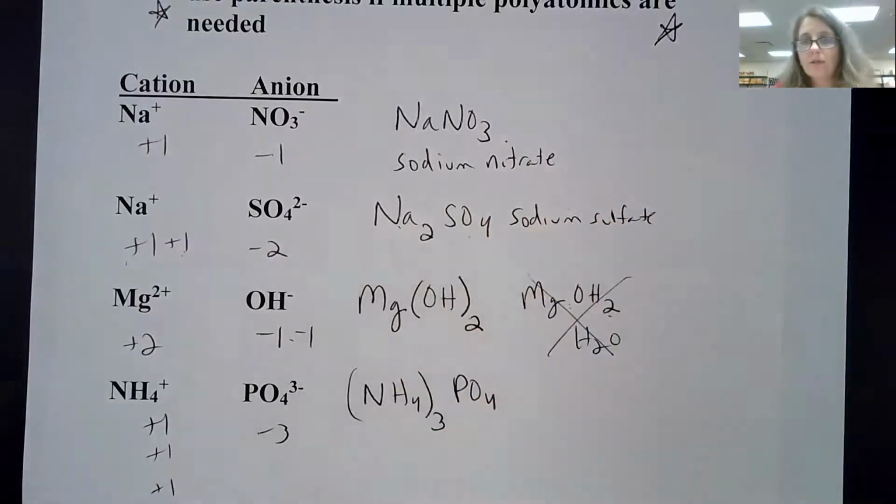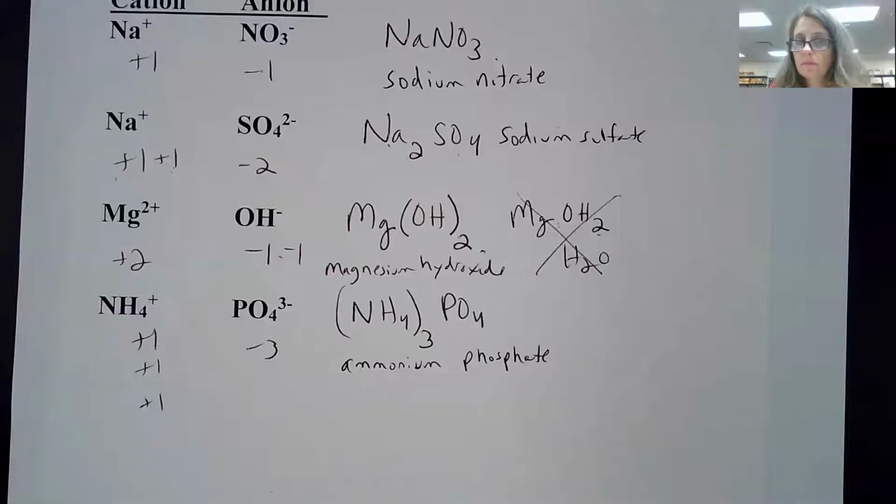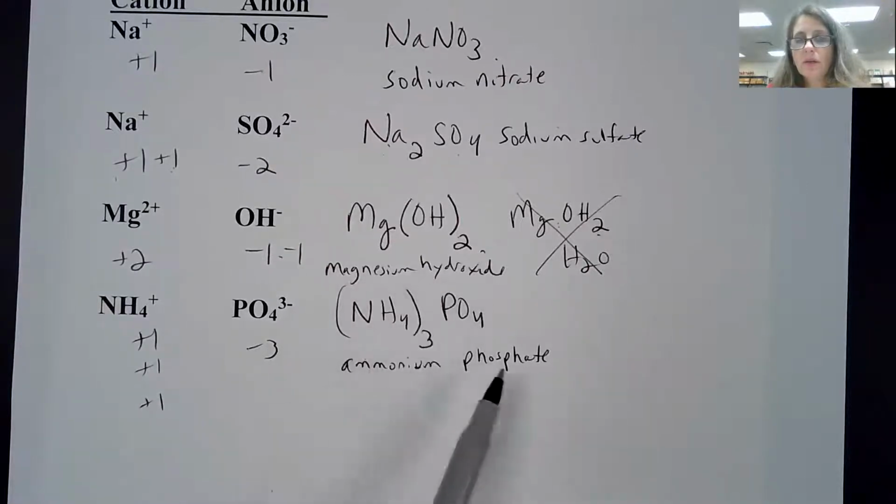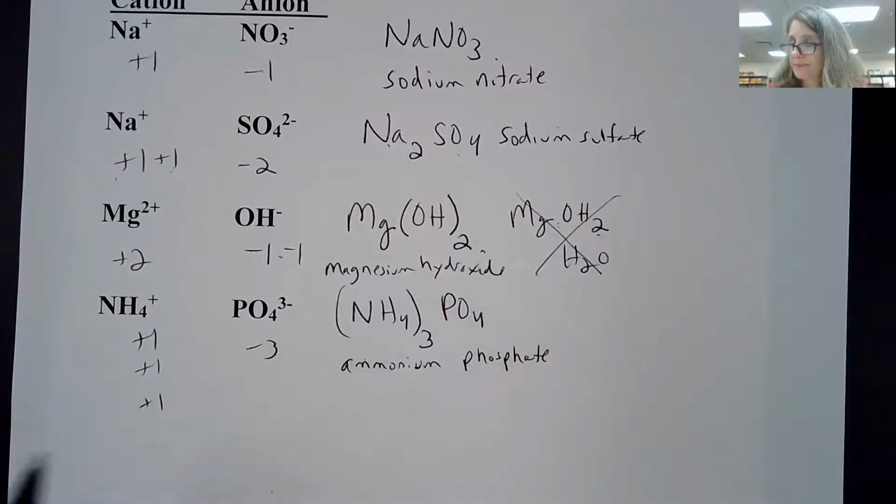So I'm going to pause the video and then write the names of the next 2. So this is called magnesium hydroxide, and this is called ammonium phosphate.